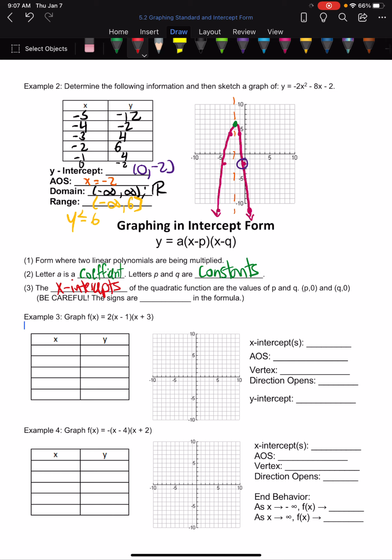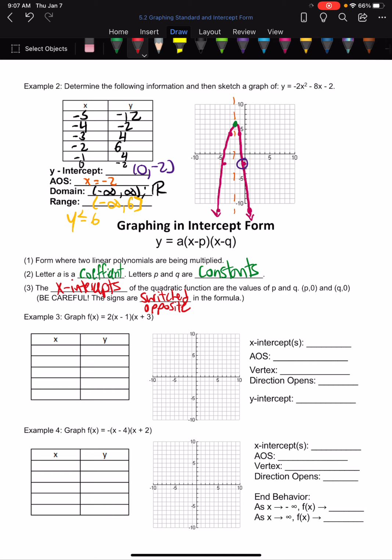So we've got to be careful though, because the signs are changed in the formula, so they're switched. Or they're the opposite sign in the formula. Whichever way you want to write that, you can say the signs are switched, the signs are opposite in the formula. Both ways work.